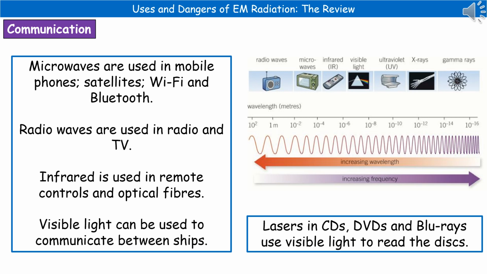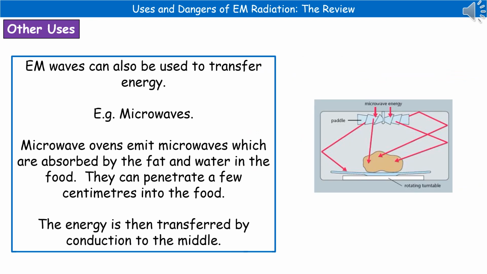If we think about microwaves first of all, then we're using those in mobile phones, satellites, Wi-Fi, all of those rely on microwaves. We use radio waves to communicate in the form of radio and TV. If you want to think about how we can use infrared, then that's in your remote controls. If we're thinking visible light, then that can be communication via ships with obviously sort of flashing lights and so forth, or we could use lasers within our CDs, DVDs, Blu-rays, etc. to read the information off those discs.